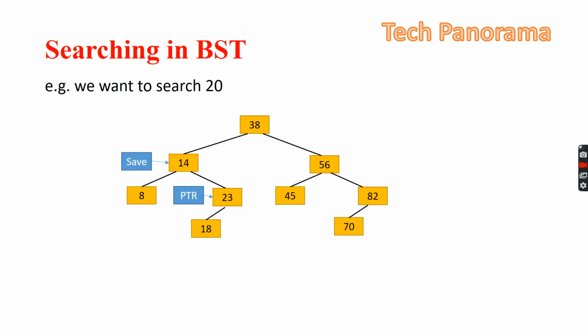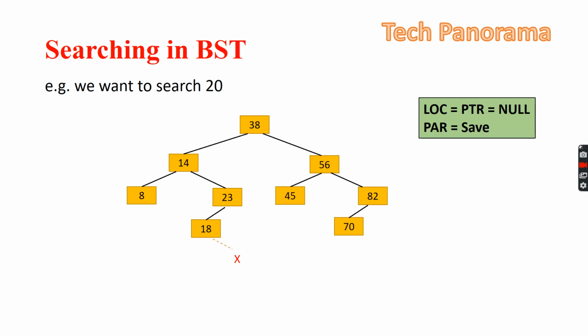Again 20 will be compared with 23. It does not match and 20 is less than 23, so PTR will point to 18 and save will point to 23. Again 20 will be compared with 18. It does not match and 20 is greater than 18, but the right of 18 is null, so the process will stop here. Then the location will be assigned the value of PTR, that is null. Now PTR will point to the right of 18, that is the null value, and the parent is equal to the save value.